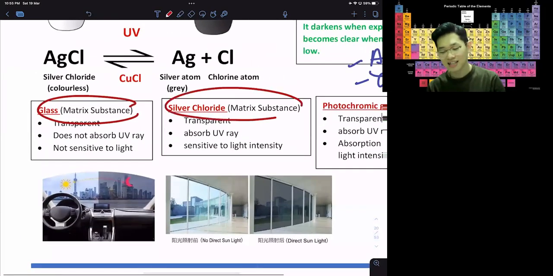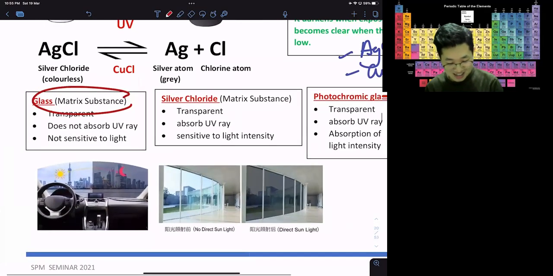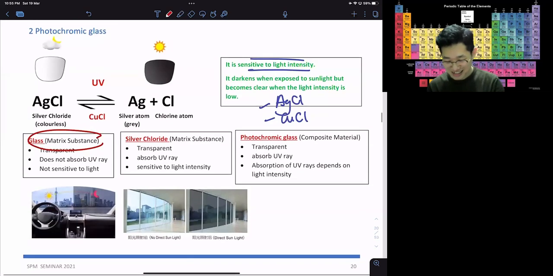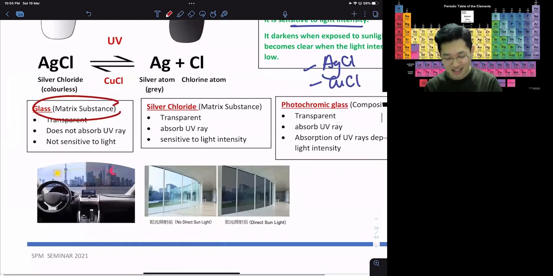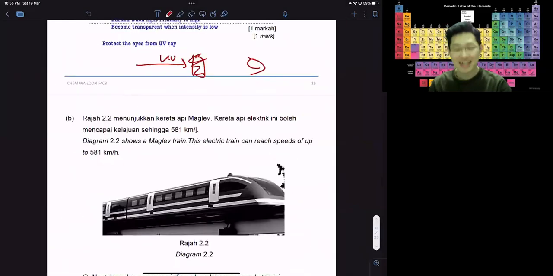God, luckily, wait. How come two matrix one? Wait. Cannot wait, wait, later I find out. How can it be like that? Matrix and matrix. Later I find out. Okay.